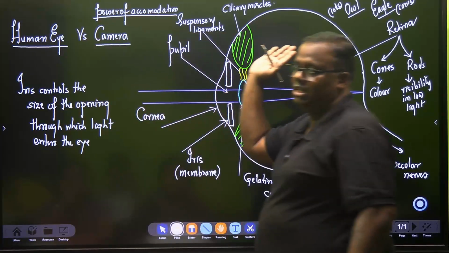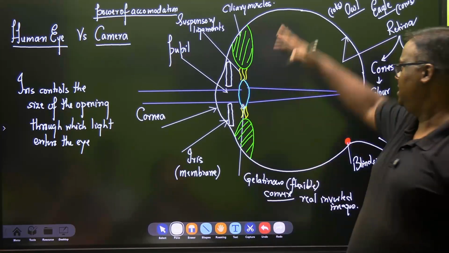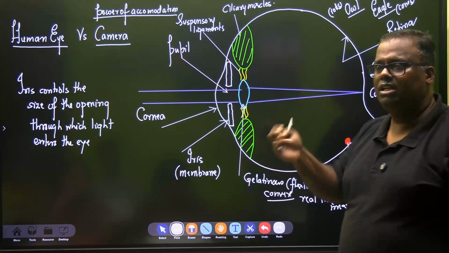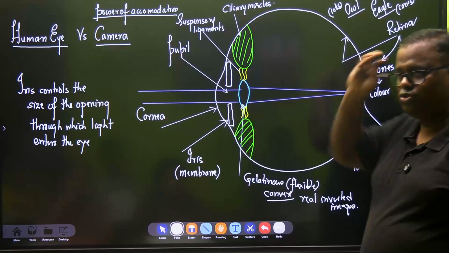Then we come to the retina. So the retina will have what all? The retina will have two cells. Retina is like a screen where the image is formed, number one. These images are in the form of electromagnetic signals which are carried by the ocular nerves to your brain.